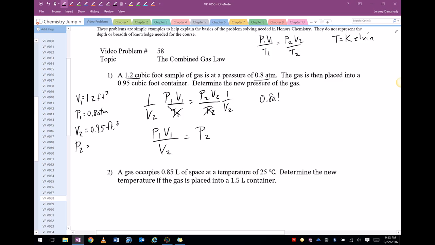So it's 0.8 atmospheres. What's V1? 1.2 cubic foot, not a unit I'm used to. V2 is 0.95 cubic foot, but take a look, the unit cancels out, so it doesn't matter that I'm not used to it. So I get this new pressure. We get 0.8 times 1.2 divided by 0.95, so you get a value of 1.01. How many sig figs? Looks like I should only have one sig fig, so I'm going to call that 1. Okay, so there's our new pressure.